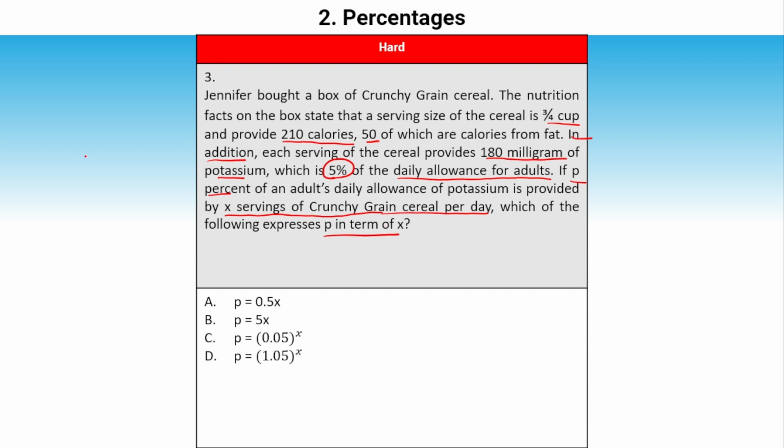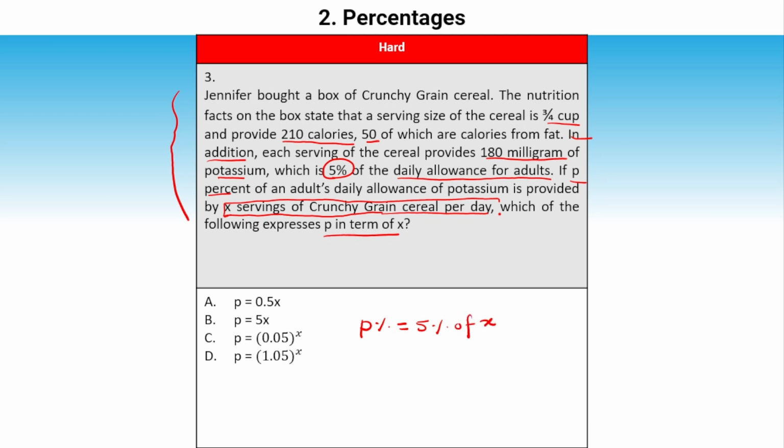Okay, this question is quite lengthy, but this much information is provided to confuse the student. The main thing is that there is 5% of the daily allowance for an adult. And x is the servings of crunchy grain cereal per day. And what is P? P is the percent of an adult's daily allowance of potassium. P percent is equal to the 5% of the daily allowance. So how much is provided? x servings of crunchy grain cereal per day, right? So that means 5% of x.